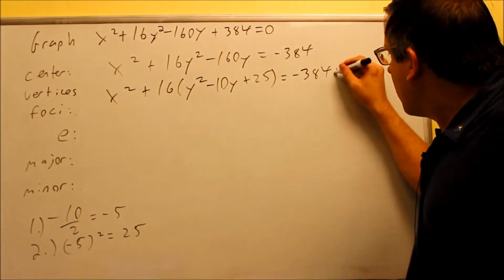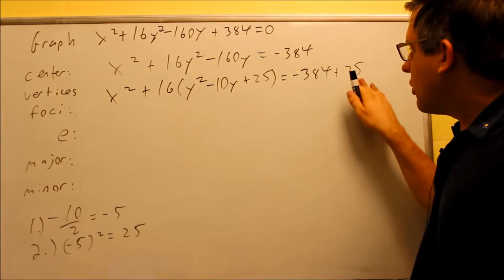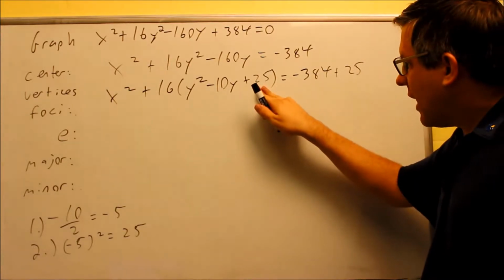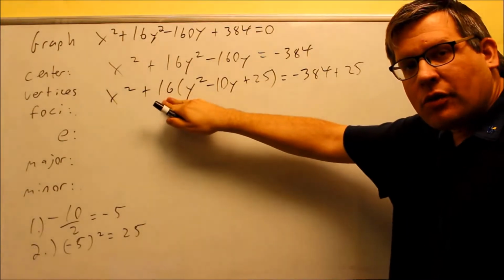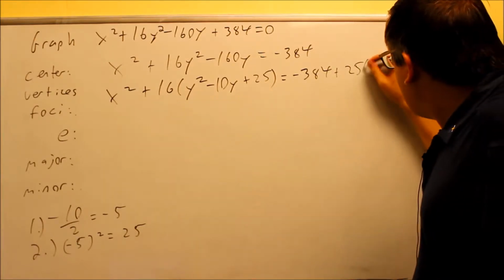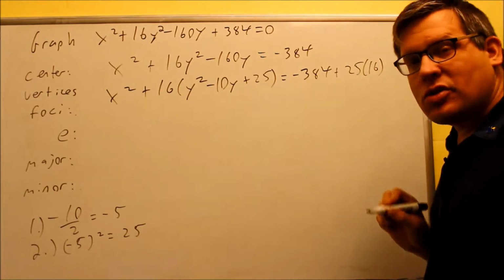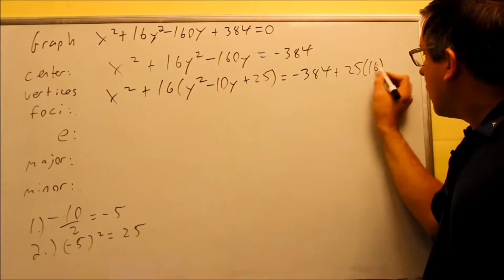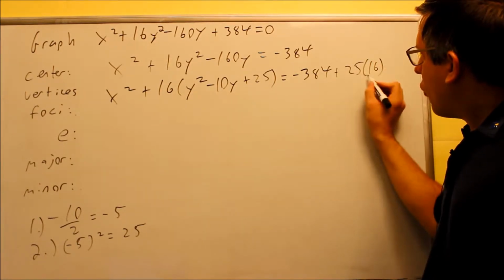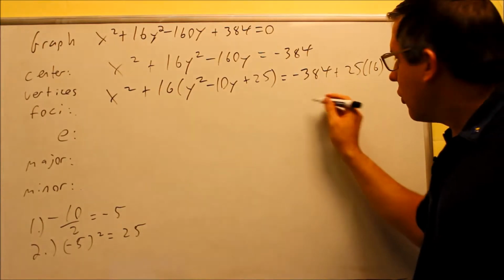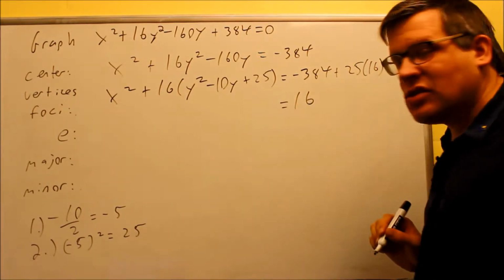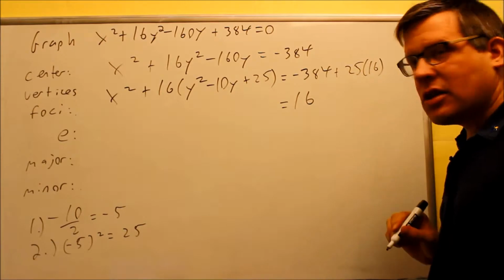So I'm going to add the 25 inside here. Remember that when you add it over on this side, you have to take this number you just added and multiply it by the number in front of the parentheses. So we have to multiply this by 16. So we have really 25 times 16 on that side, which is going to be 400. So 400, and we have negative 384. That's going to give us 16 on that side when we combine that together.